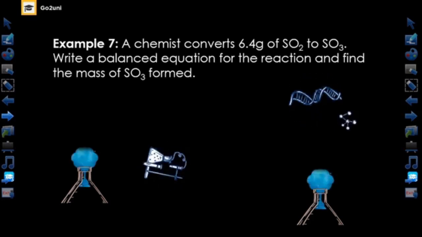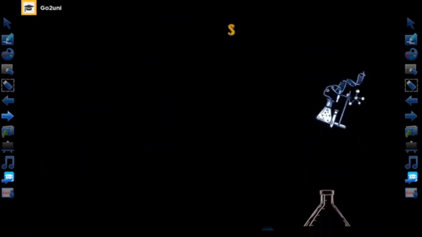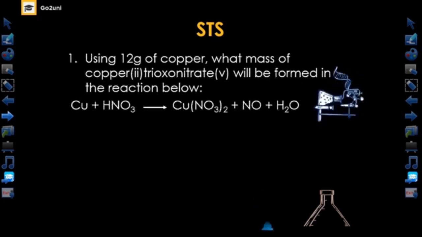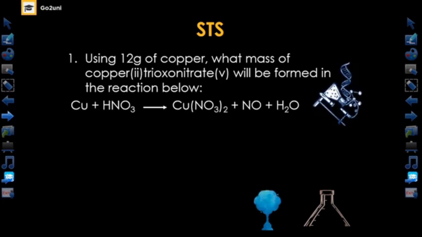I will now give you a little test on how to solve questions in stoichiometry. So this is your STS, students, to solve. The question says, using 12 grams of copper, what mass of copper II trioxonitrate V will be formed in the reaction below? So take a look at that reaction.